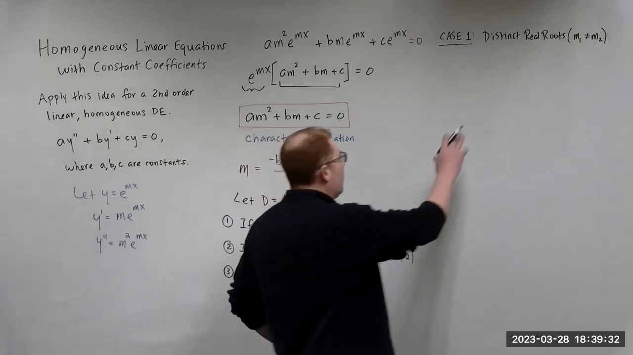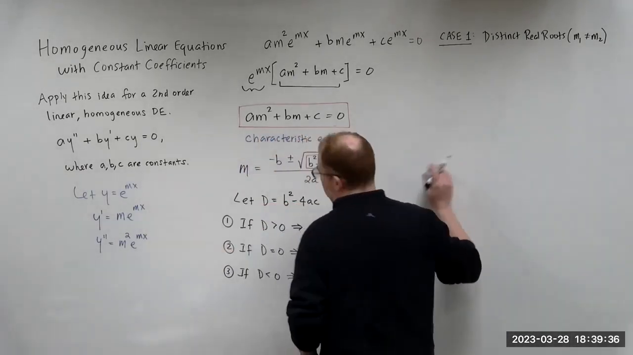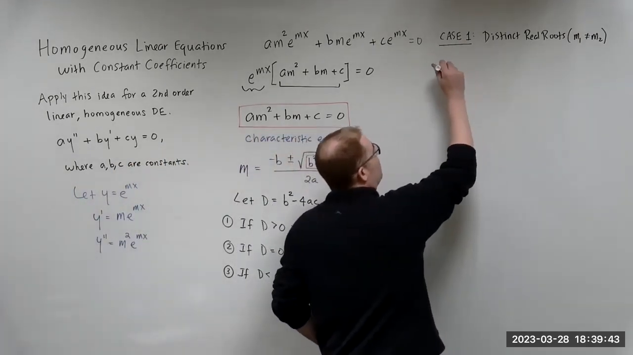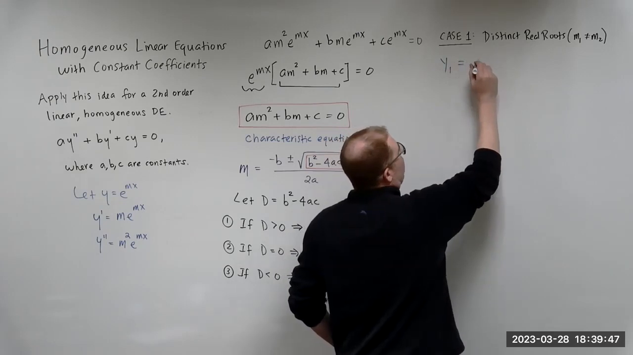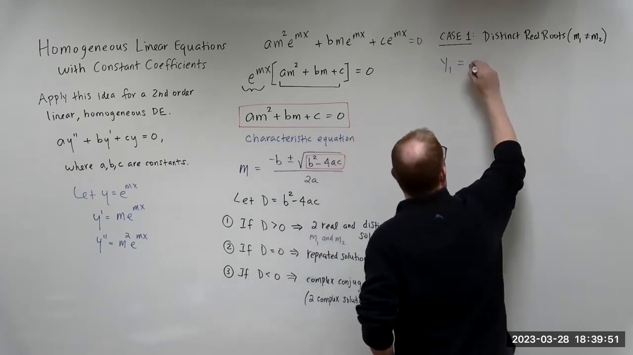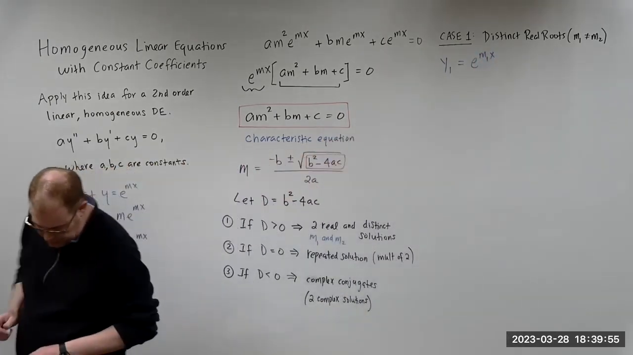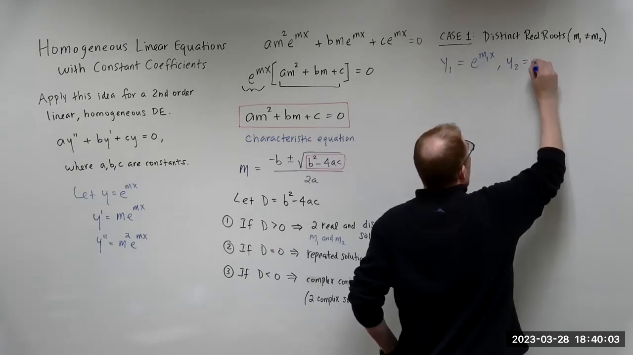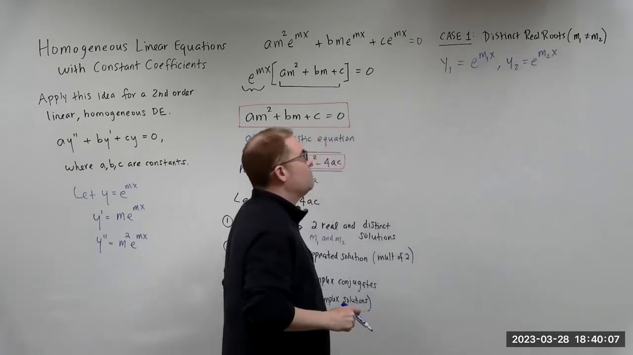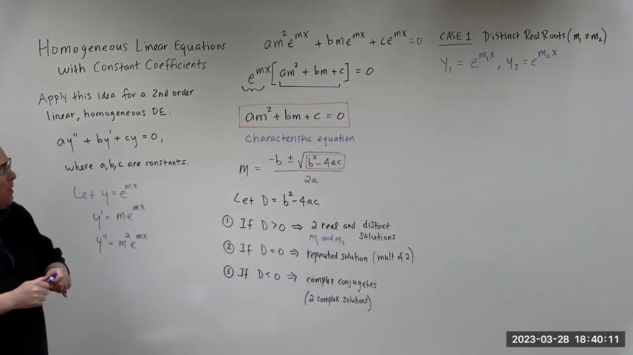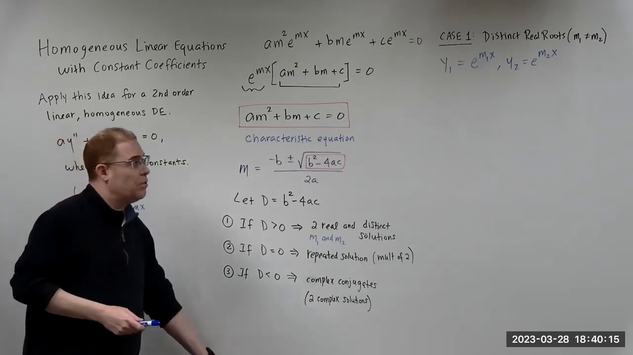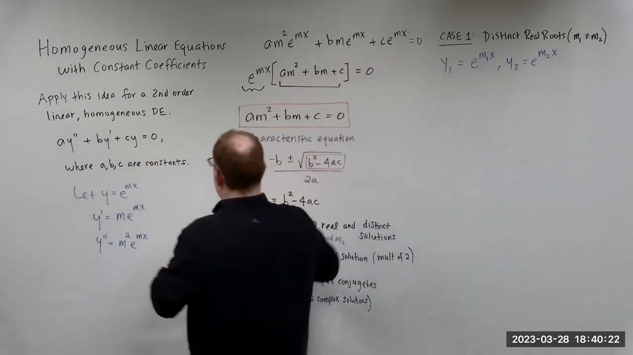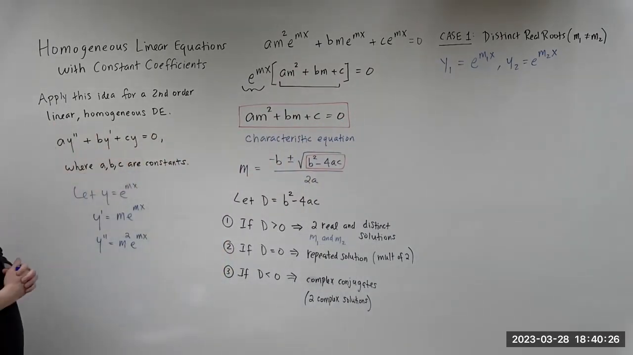So we have our roots, so we can plug them back into that form. One of those we'll call Y1, and we'll call the other Y2. So Y1 is equal to e to the M1 times x, and then the second one will be for the other root, M2. So there's your two basis solutions. Remember we talked about that last time. Each one of these serves as a solution for this, assuming that the discriminant is bigger than 0.